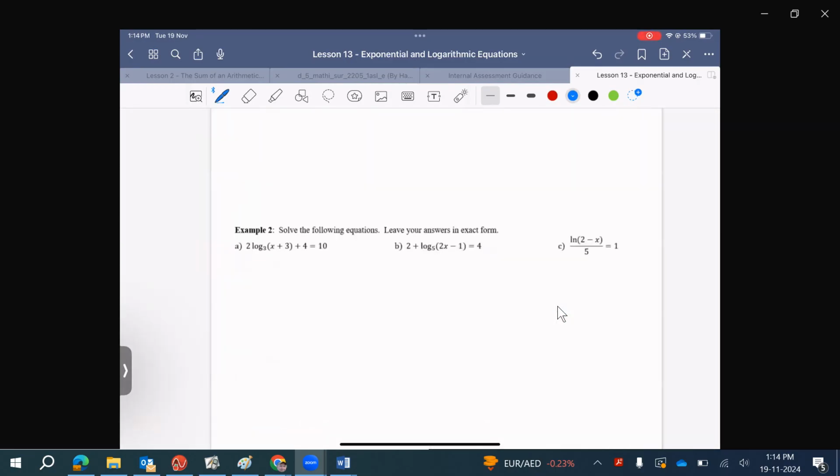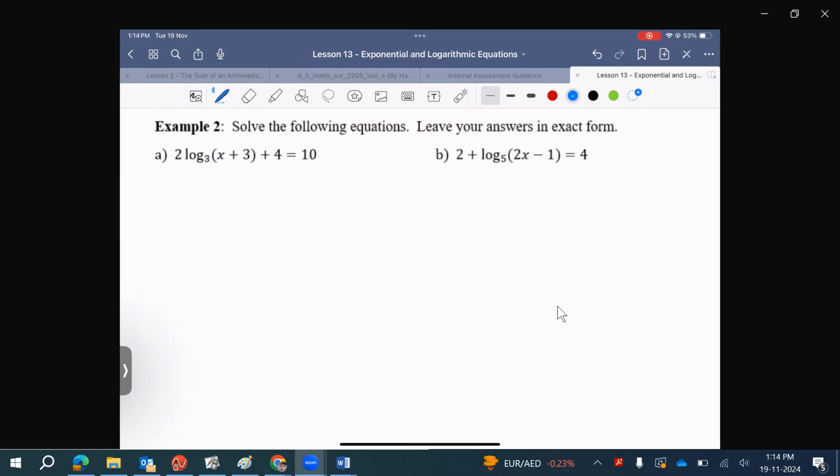Okay, example 2. So with this type of equation, we'll just move it around and see what we get to begin with. So I'm going to take log base 3 of x plus 3 is equal to 6. Log base 3 of x plus 3 is equal to 4. Oh no, sorry, not 4. I'm subtracting. I'm sorry, we want to divide by 2.